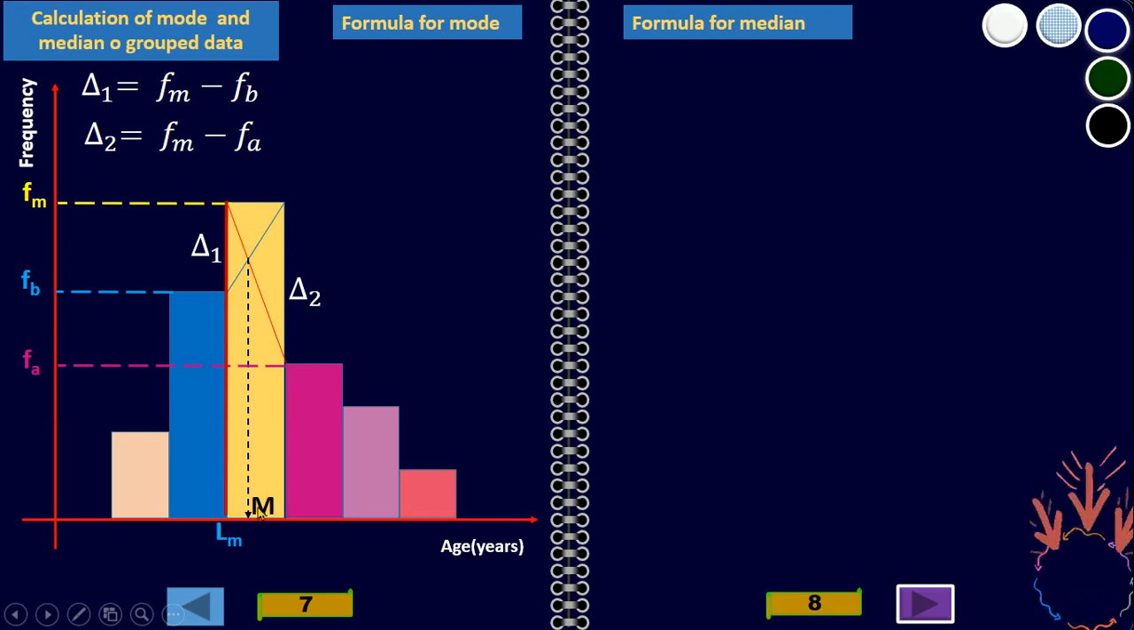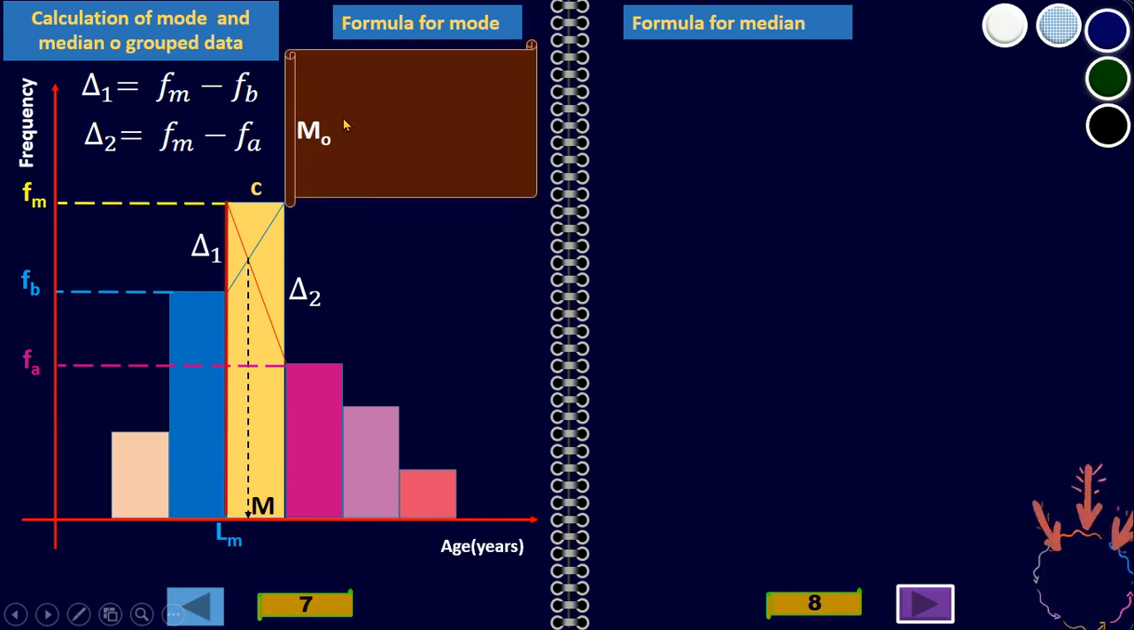Here M is the mode we are going to calculate. C is the class size, or the width of the rectangle. So therefore, the mode is given by the lower class boundary of the modal class, plus the difference between the frequency of the modal class and the frequency of the class before it, represented by delta 1, divided by delta 1 plus delta 2, then multiplied by the class size. That gives us the formula for calculation of mode.